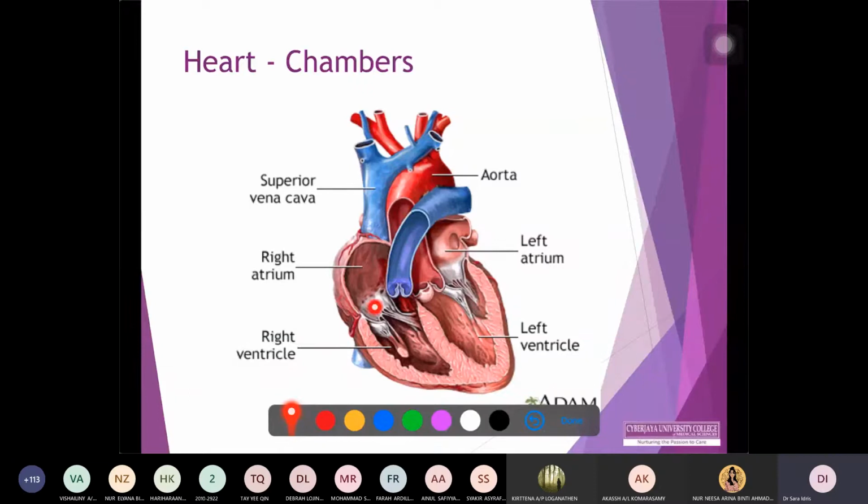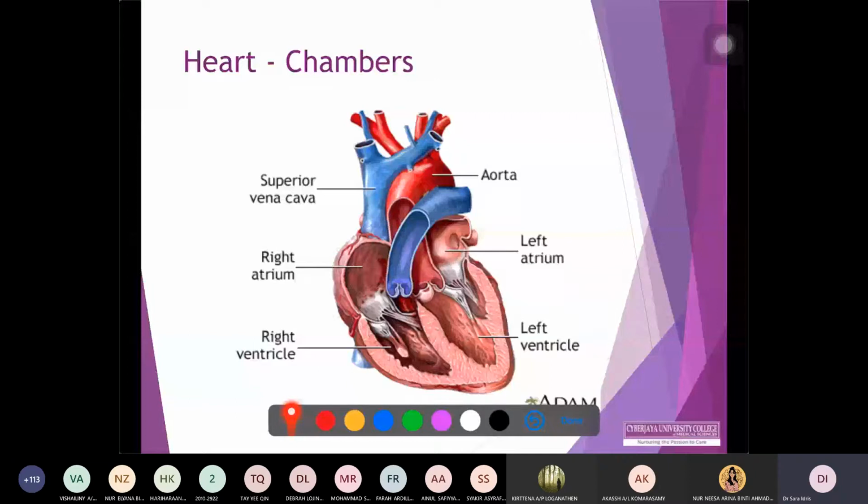Okay, the blood in your right ventricle will then pump into the pulmonary artery to go to the lungs. And then from the lungs, it will drain into the pulmonary vein back to the left atrium, going into your left ventricle, and the blood will then come out through the aorta to go to the rest of the body.